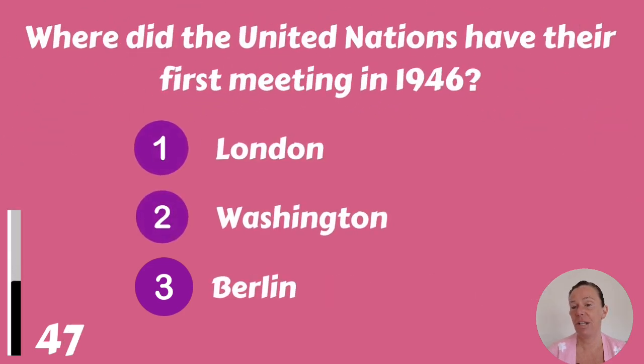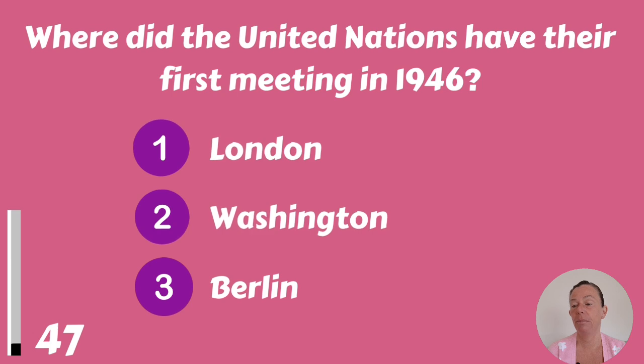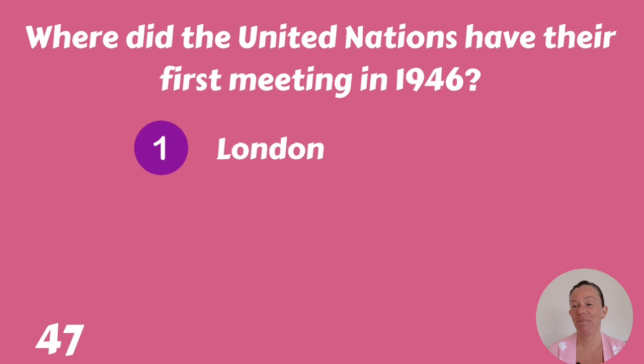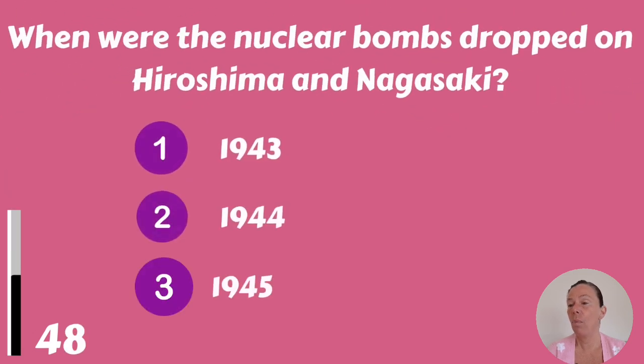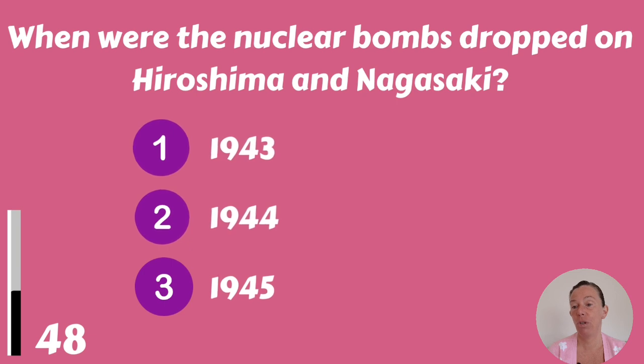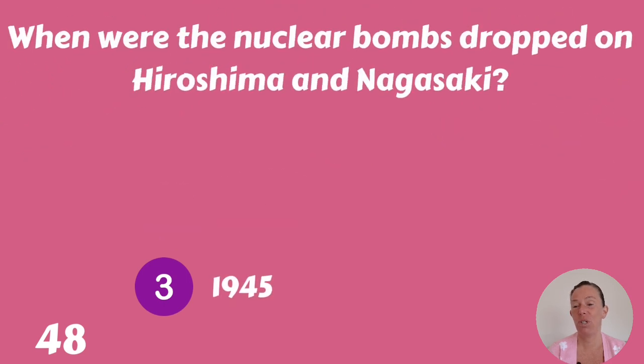Where did the United Nations have their first meeting in 1946? London, Washington or Berlin? That was London. When were the nuclear bombs dropped on Hiroshima and Nagasaki? 1943, 1944 or 1945? 1945.